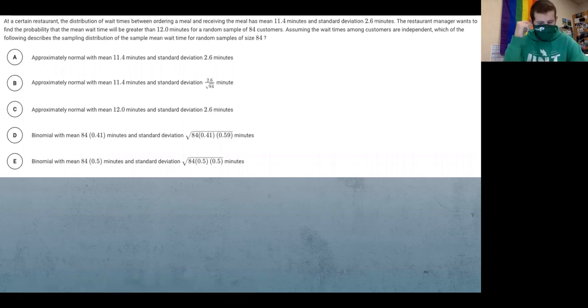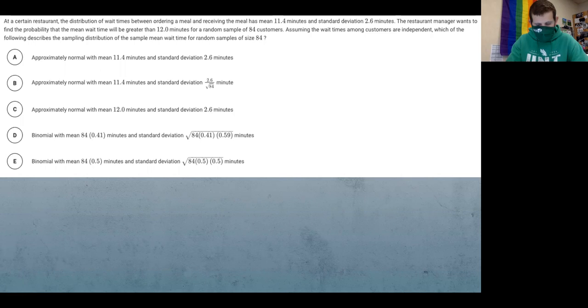So at a certain restaurant, the distribution of wait times between ordering a meal and receiving the meal has a mean of 11.4 and a standard deviation of 2.6. The manager wants to find the probability that the mean wait time will be greater than 12 minutes for a random sample of 84 customers. Assuming the wait times among customers are independent, which of the following describes the sampling distribution of the sample mean wait time in random samples of size 84?